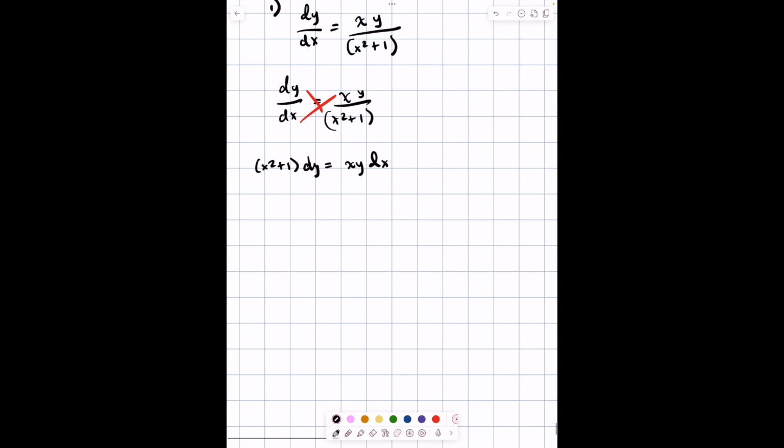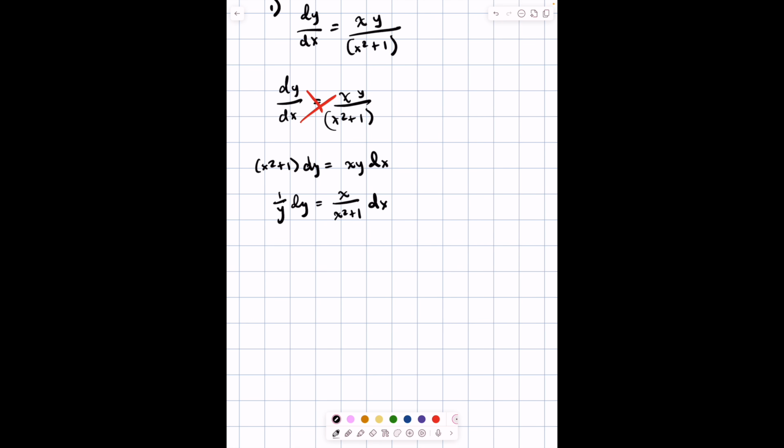So we're almost there. We notice that this y is with the dx and this x is with the dy, but we just need to switch them around. So put this y over and then this x squared plus 1 over. So it's 1 over y dy is equal to x squared plus 1 dx.